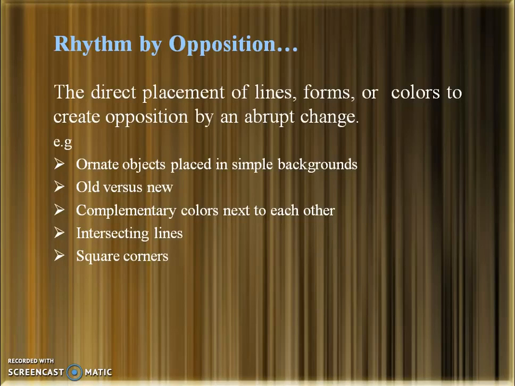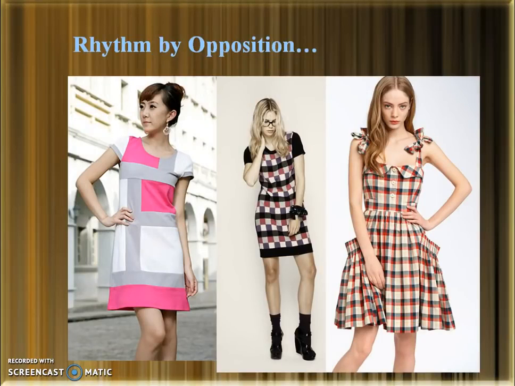Old versus new, complementary colors next to each other, intersecting lines and square corners. What we mean by these examples is, all the objects given in these examples are opposite to each other. That is why they give a sense of vibration to each other and they emphasize each other. That is why it is rhythm by opposition. In this example, we can see the various garments in which rhythm by opposition is achieved through colors.